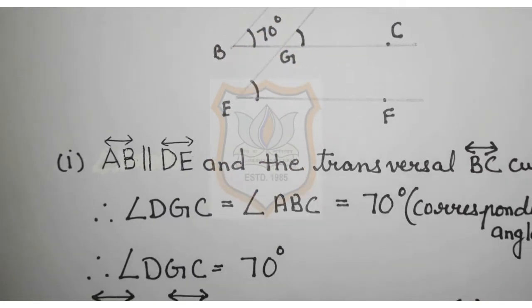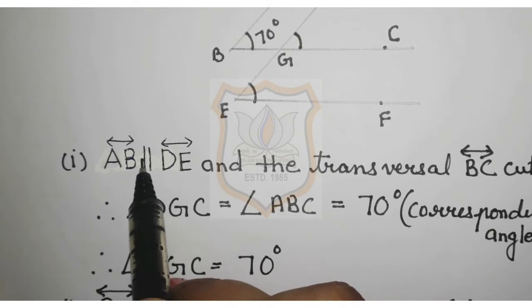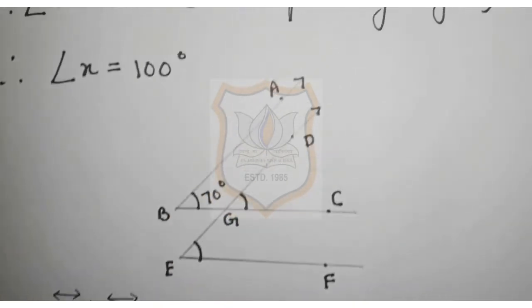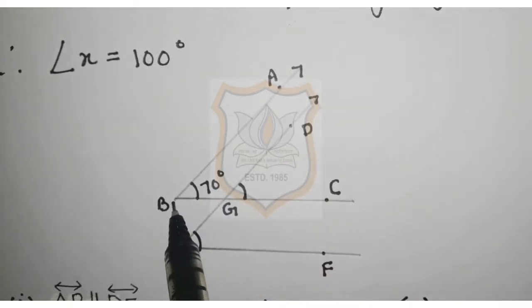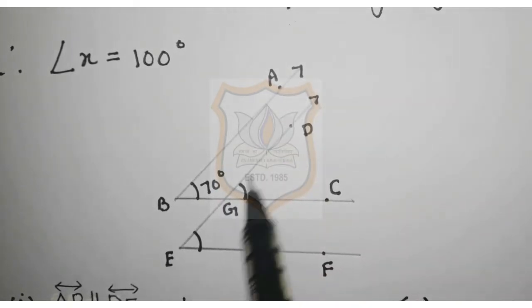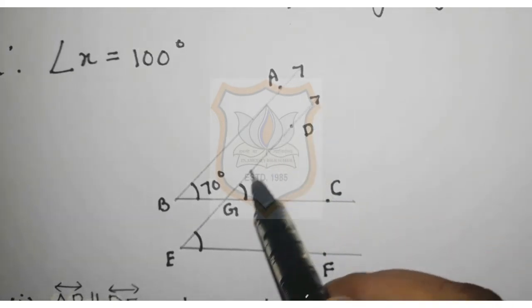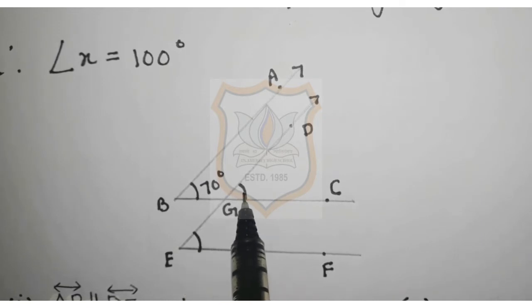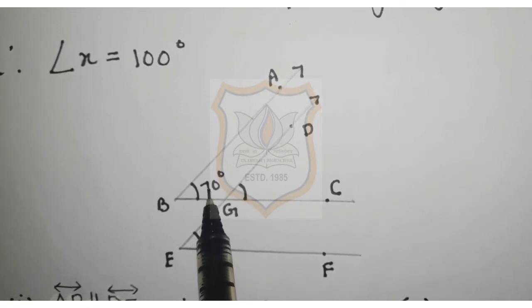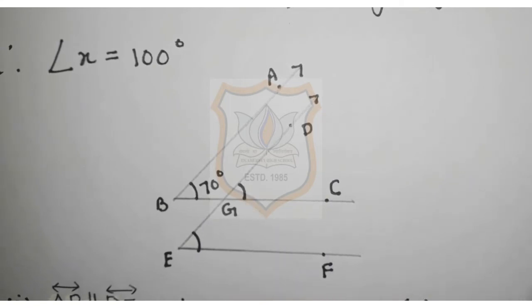Now, first, line AB is parallel to line DE. This is AB and this one is DE. These are parallel to each other, and the transversal BC cuts them. This one is the transversal. So these two angles are corresponding angles. If this is 70 degrees, then this one is also 70 degrees.